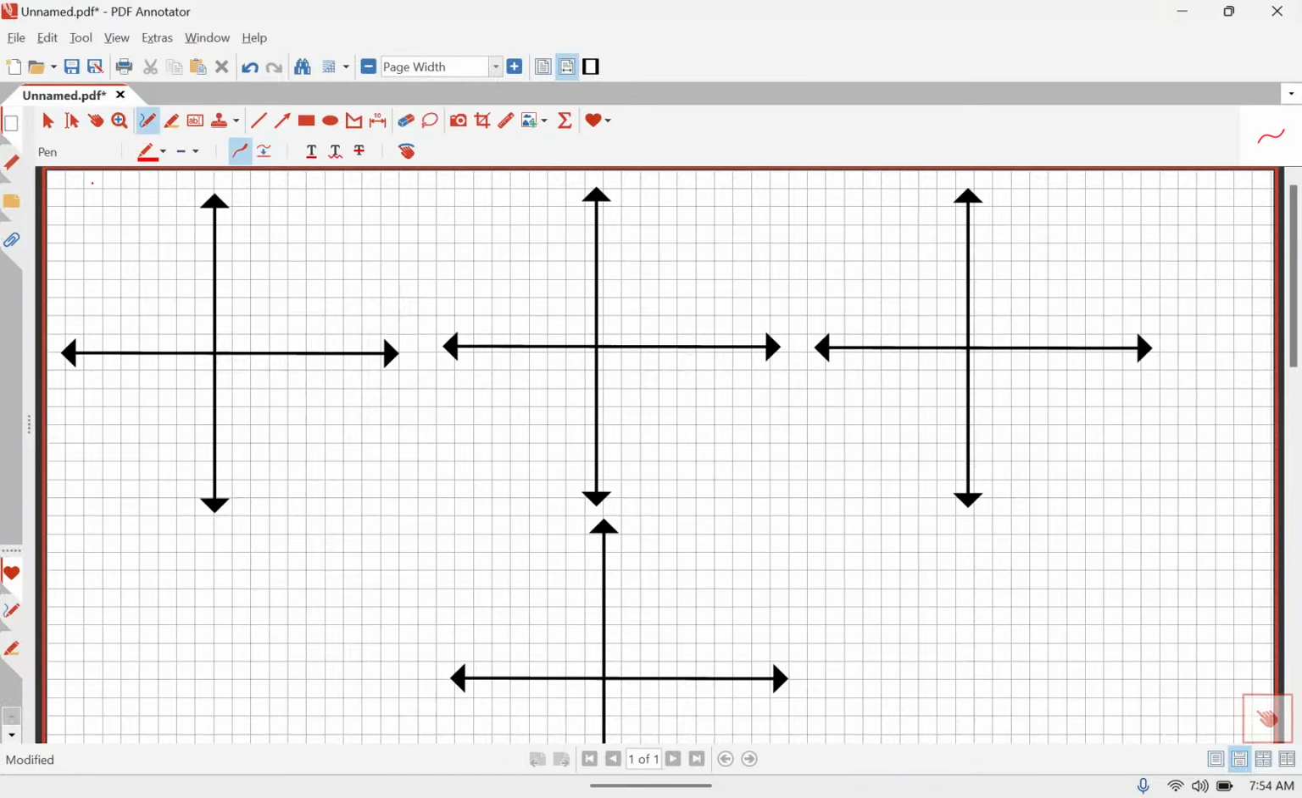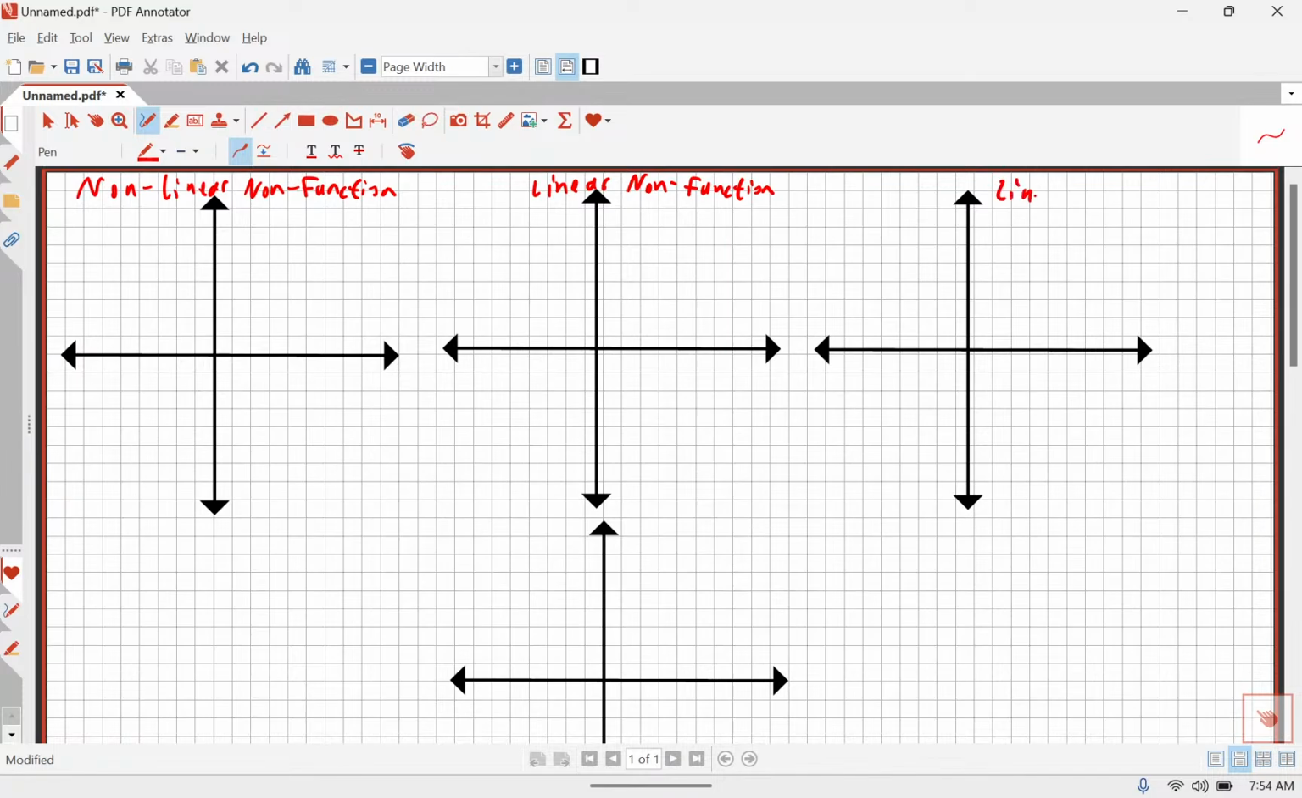So this is a nonlinear non-function. This is a yes, no, linear non-function. And then this is a linear non-function. Oh, sorry, nonlinear function. Sorry. Let's see here. Nonlinear function. That's no linear function. Nonlinear function. And then we've got a linear function. All right, let's see here.